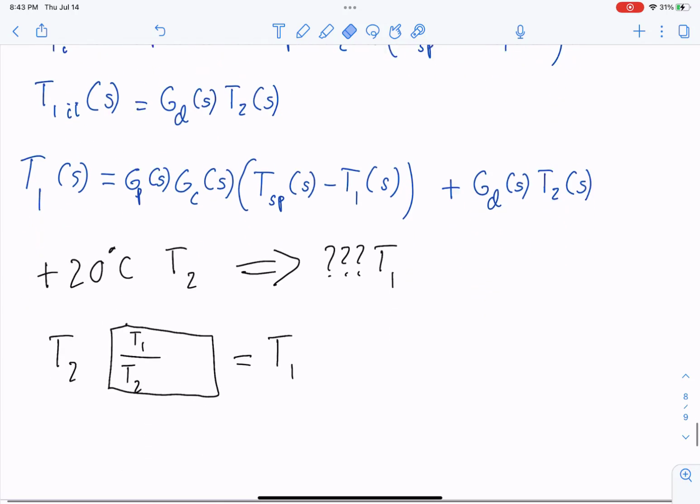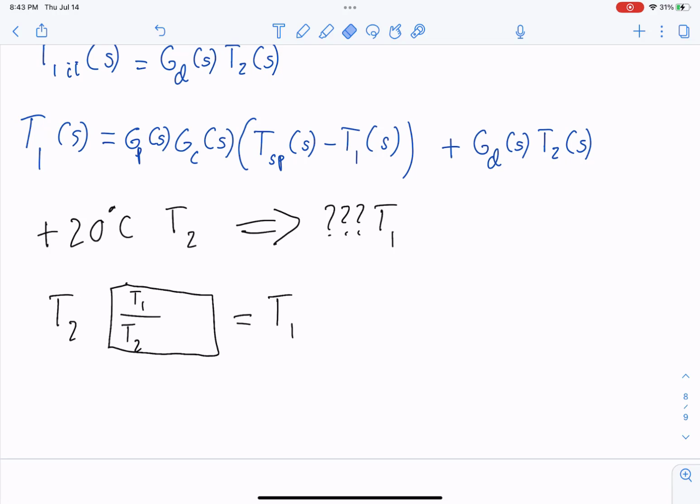Let's first simplify T1, and then we'll solve for T2 rather. So let's go ahead and gather all of our, I like highlighting things, so we'll just highlight our T1s. Think about what that means. Here's T1. Let's highlight our T2s too. Here's T2. And we have our T set point. Let's do our set point in red, I guess. All right.